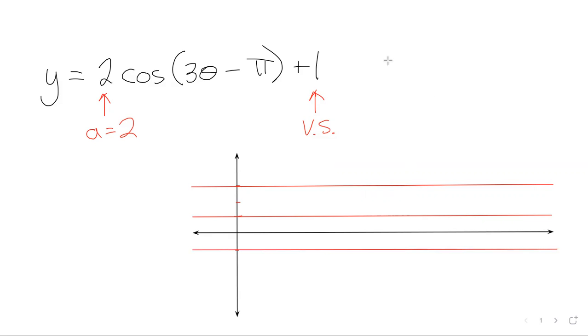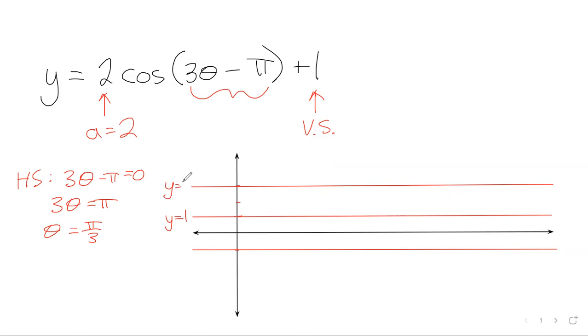Next thing is let's find the horizontal shift. Remember that comes from setting that equal to 0. So 3 theta minus pi equals 0, 3 theta equals pi, and theta equals pi over 3. By the way, before we get too far along, I'm just going to label these. Up 2 is y equals 3. Down 2 is y equals -1. Okay, so we've got that. We've got our horizontal shift there.